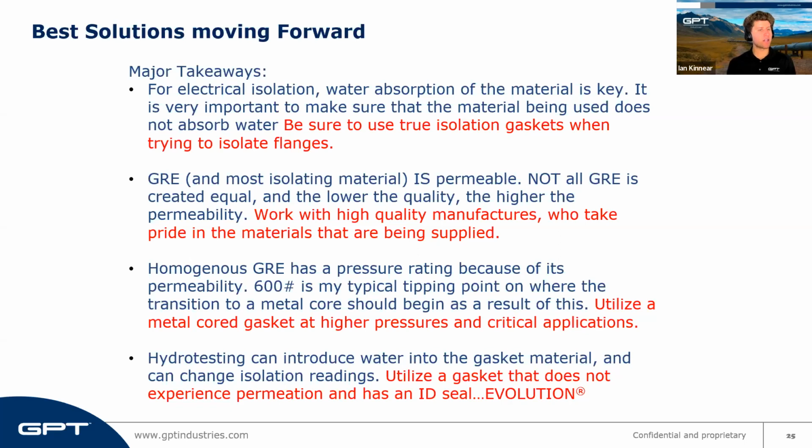Be aware that GRE is permeable, and it is a material that can cause leaks in this regard. Utilize metal core gaskets at higher pressures in critical applications for the pressure ratings. And for hydro testing, you can utilize a gasket that does not experience permeation, or talk to us about it, and we'll talk about readings and see what we can do with the isolation gasket in the hydro testing itself.